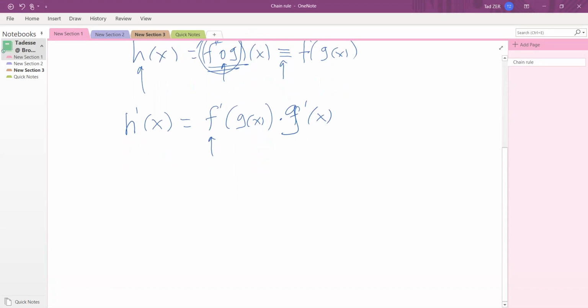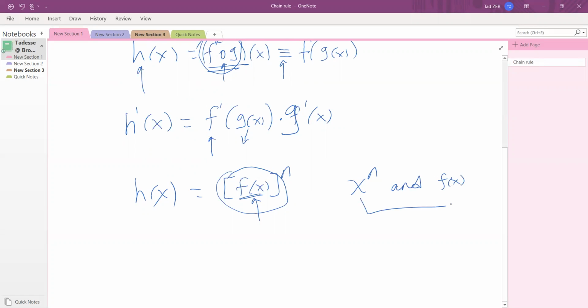A special case of the chain rule is whenever h of x is equal to a function f of x to the power of n. In this case, it is a composition of two functions. The inner function, our placeholder g, is nothing but f of x, and the outer is something to the power of n. So the composition of x to the n and f of x gives f of x to the power of n.